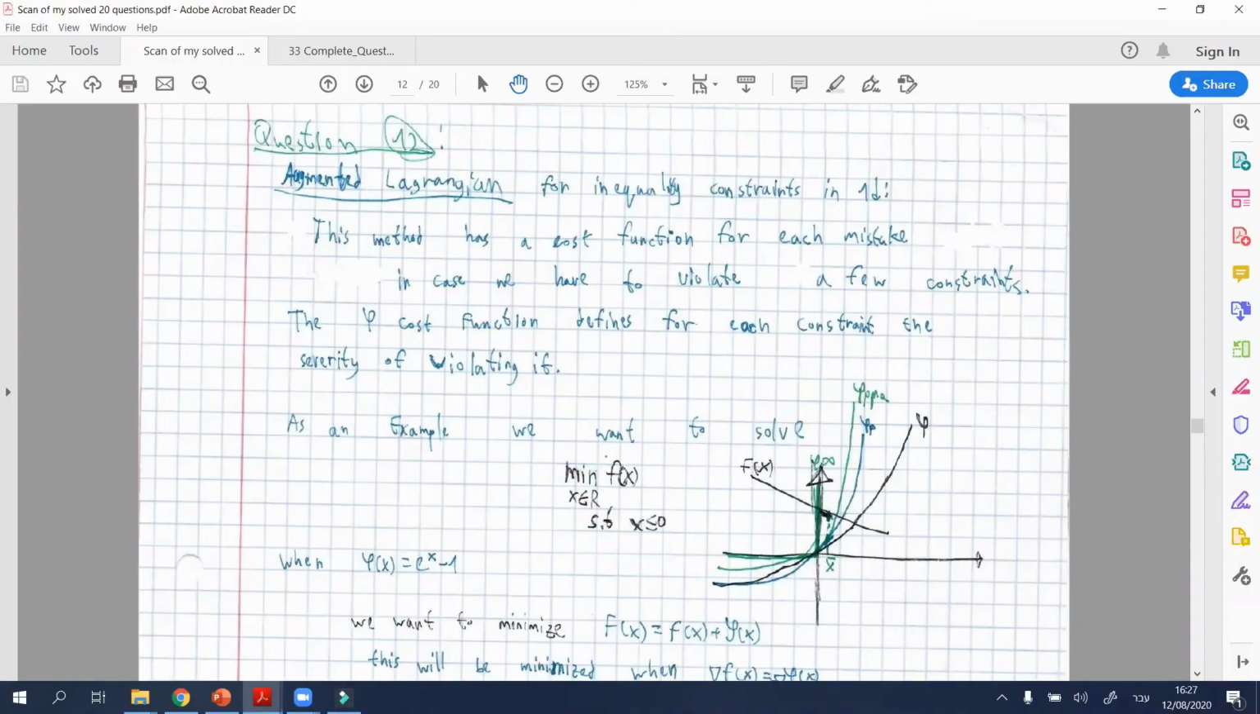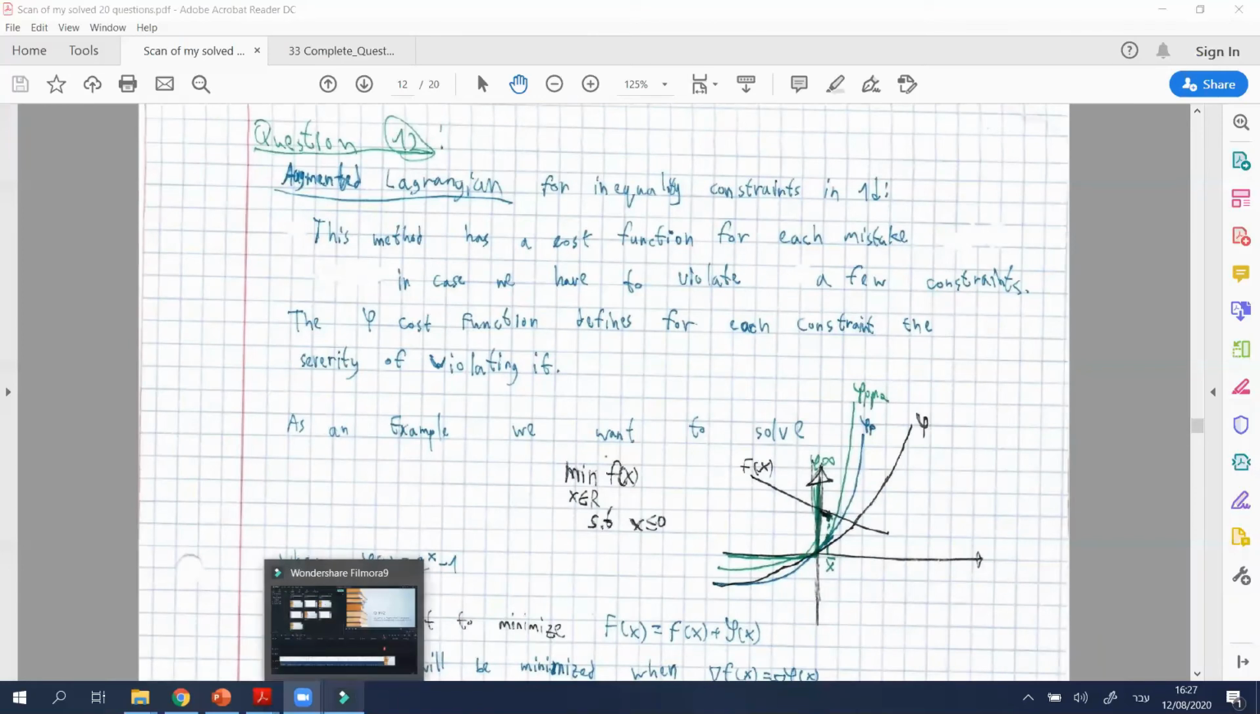We have reached question number 12, the augmented Lagrangian question. We will illustrate it, try to explain what it is and why it is, and let's just dive into this. The augmented Lagrangian is for inequality constraints in one dimension. It's actually a method to make a cost function for each mistake we have made. This is written here exactly the way I just said.